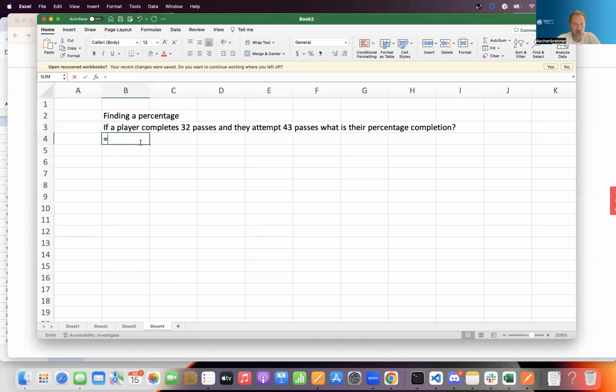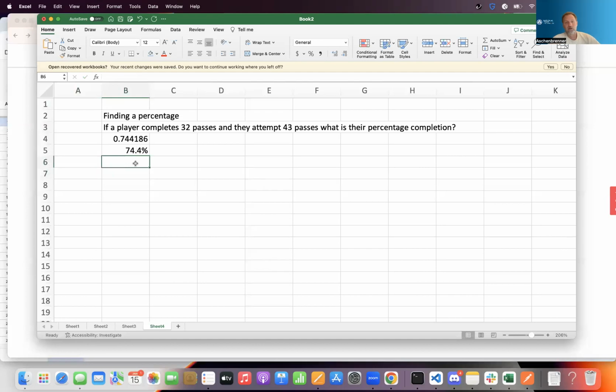So you just start with the division, 32 over 43, and then I'm going to turn this into a percentage, and I can do that one of two ways. First of all, if I do 0.744 and I just hit this little percent button, it'll actually turn into a percent for me. And if I hit this button, it'll give me more decimal places.